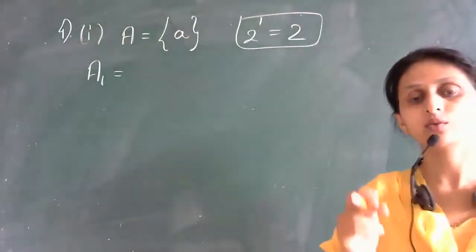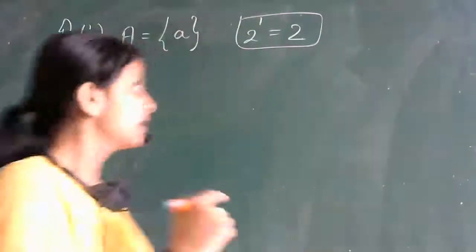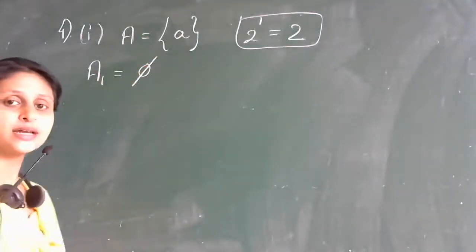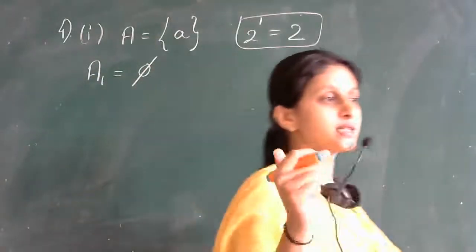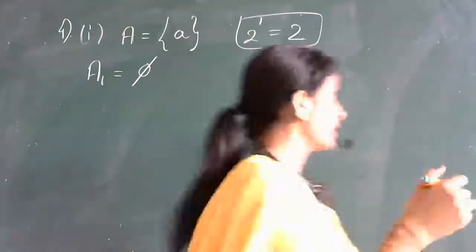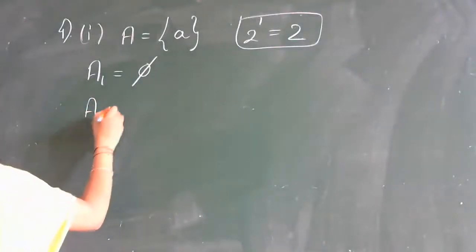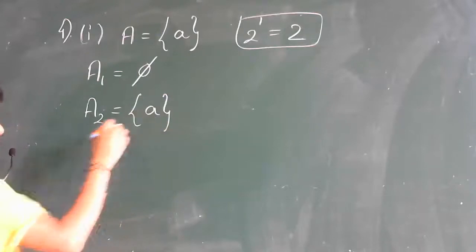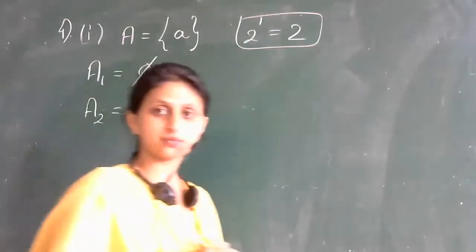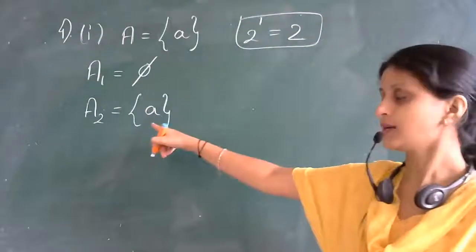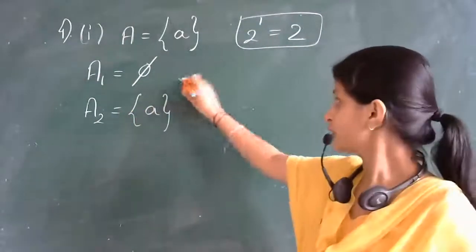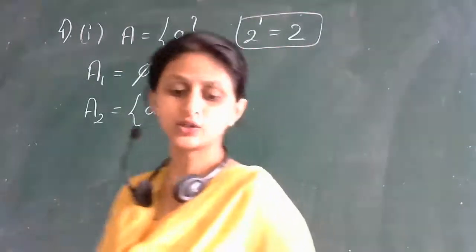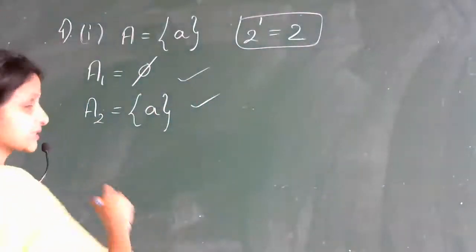Now let us see which are those 2 subsets. First subset will be empty set. As empty set is a subset of every set, it is the first subset of this set. Second subset, set containing single element. Of course, this set contains single element, so that is the only other subset, as the set itself is the subset of itself. Second subset will be the set itself. So these 2 are my possible subsets of this set A. Right, students? Let us take second example.